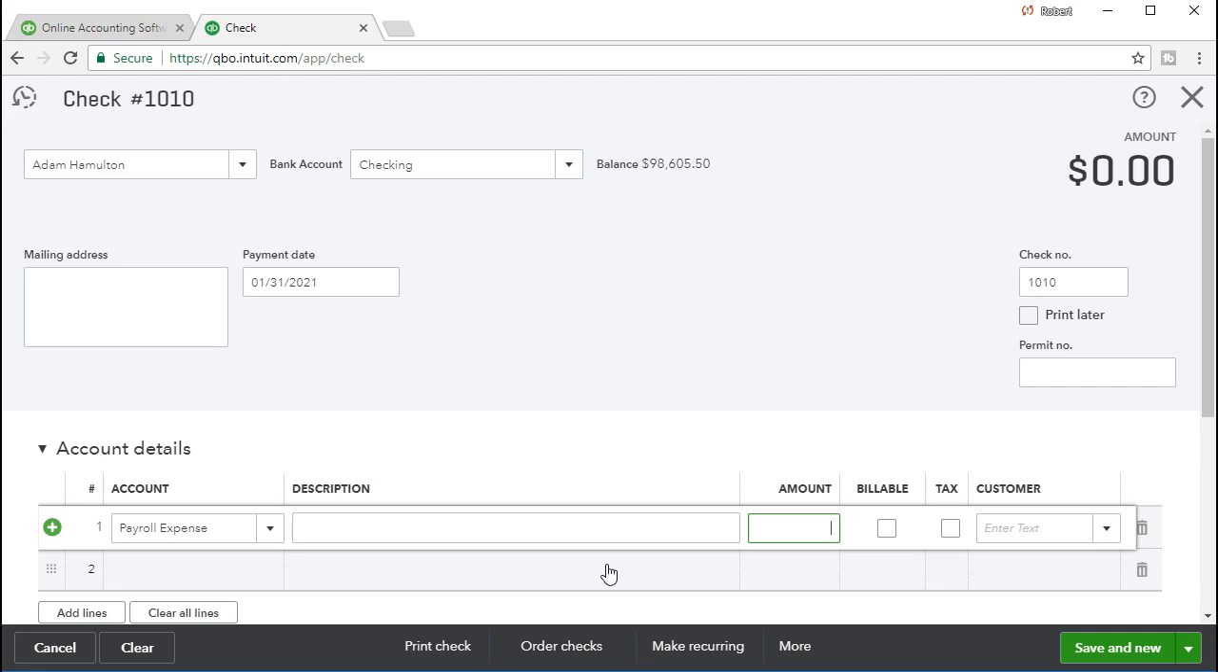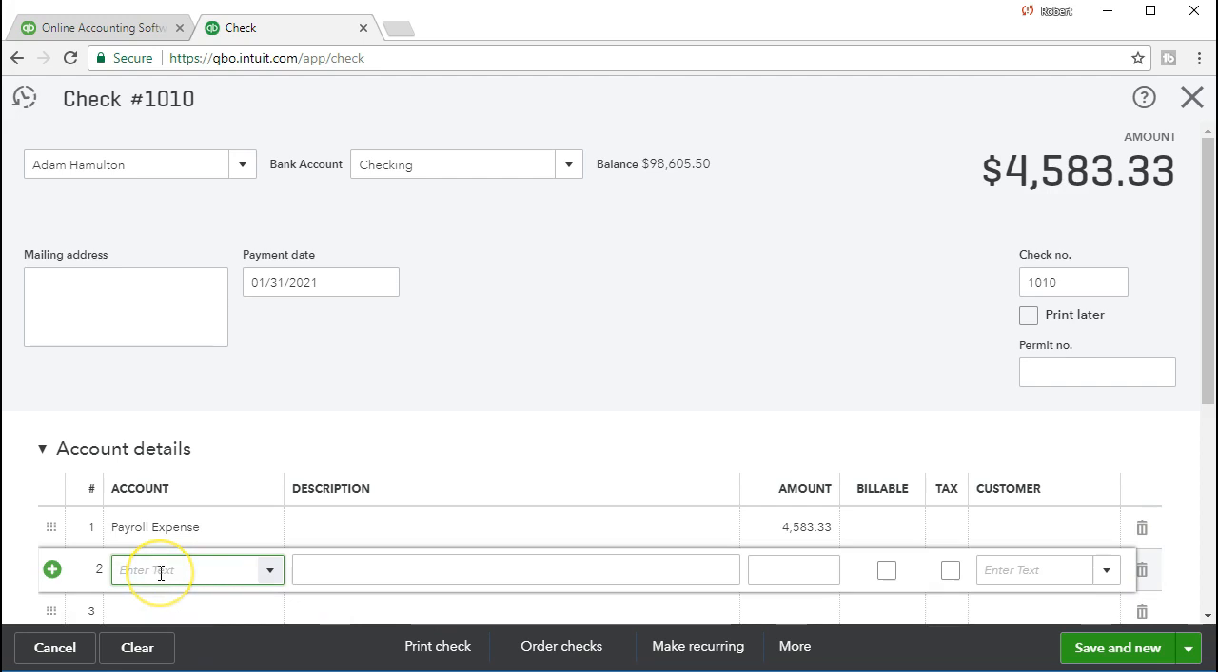We're going to put the amount then, which from our payroll register was 4583.33. We're not going to say it's billable. That's billable as if we're going to put it on a customer invoice. We are going to add another account though, because we didn't actually pay the 4583.33. We only paid 3539.33 because we withheld payroll liabilities. We withheld the payroll taxes owed.